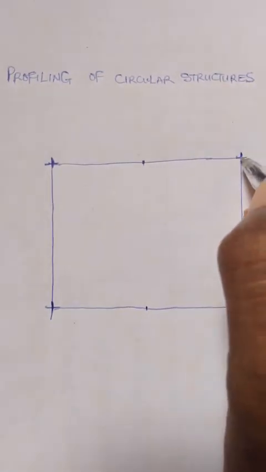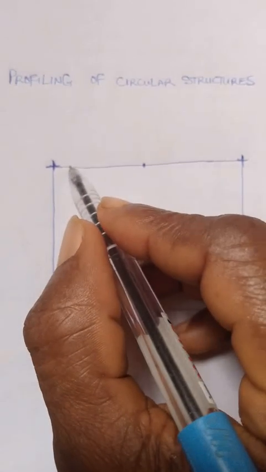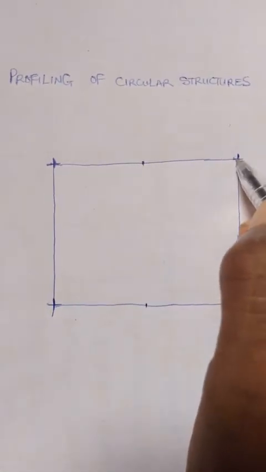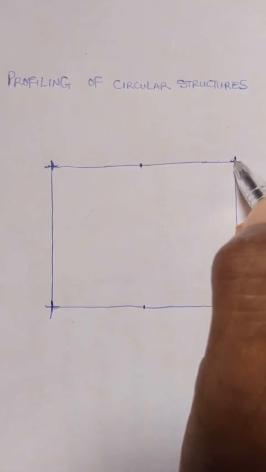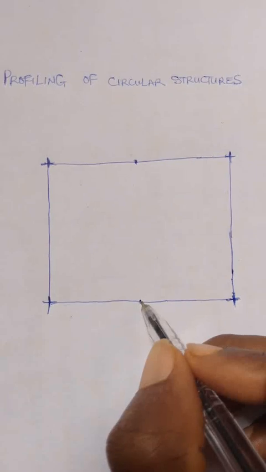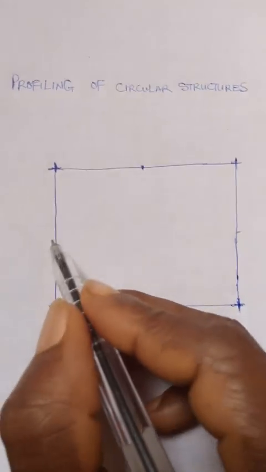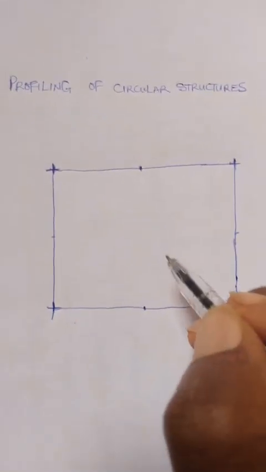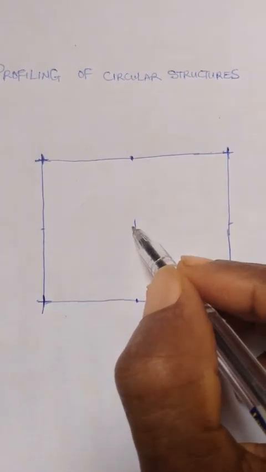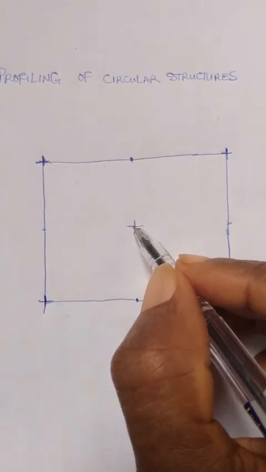You can measure from here a known distance, maybe 1 meter, then from here 1 meter, then offset the center point, or you can get it directly from the intersection at both ends. You also get the center point here, and from here too you get the center point. So the intersection of this gives you the mid span of it.